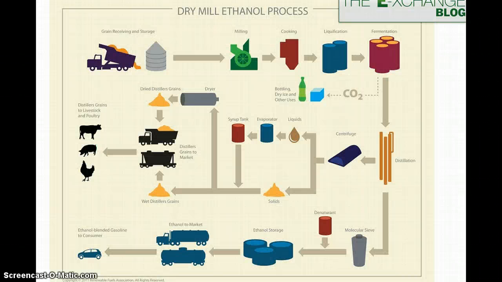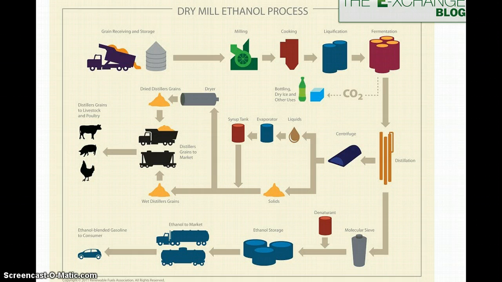So here is a diagram showing how ethanol can be made from starch-based products like grain. So first, a truck with grains would bring the grains to a storage facility. The stored grains would then be taken to a mill where they would be pulverized into a powder.